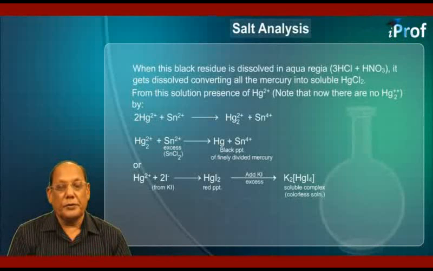So we can write Hg2+ plus 2I- from KI to give HgI2, that is the red precipitate. Add more of KI to it in excess. We get a colorless solution, that is K2HgI4.